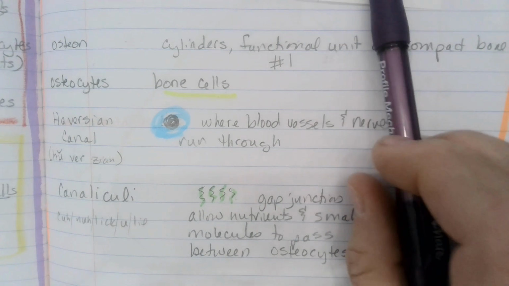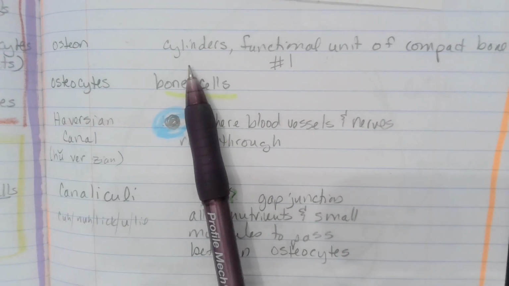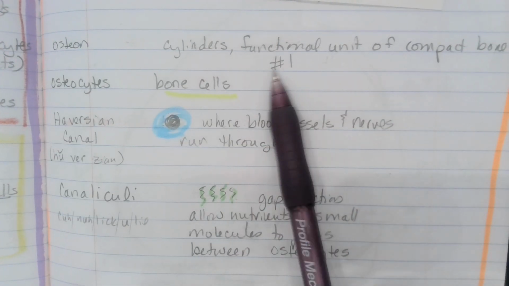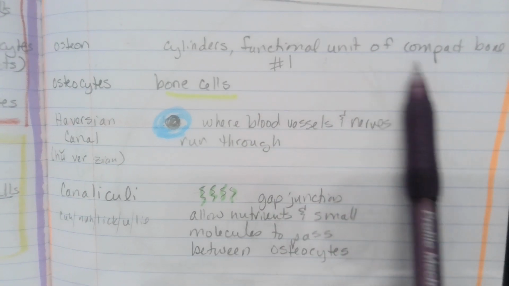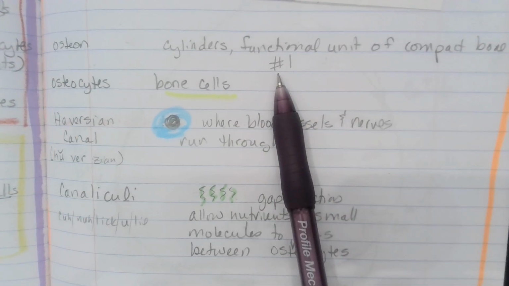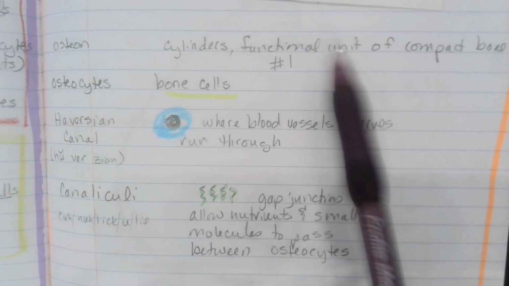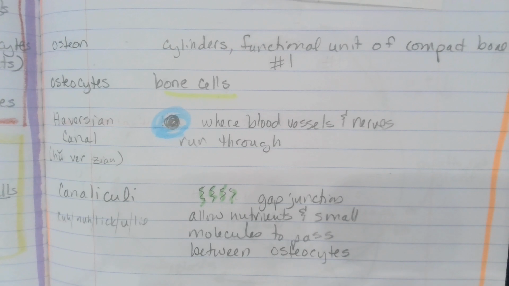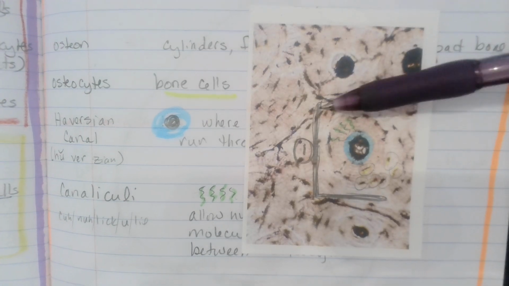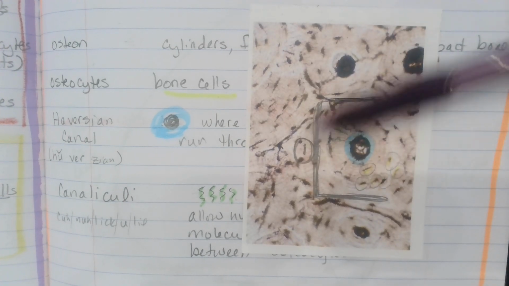All right, so osteons are cylinders, and they are considered the functional units of compact bone. And I've labeled that number 1. So this right here represents an osteon.